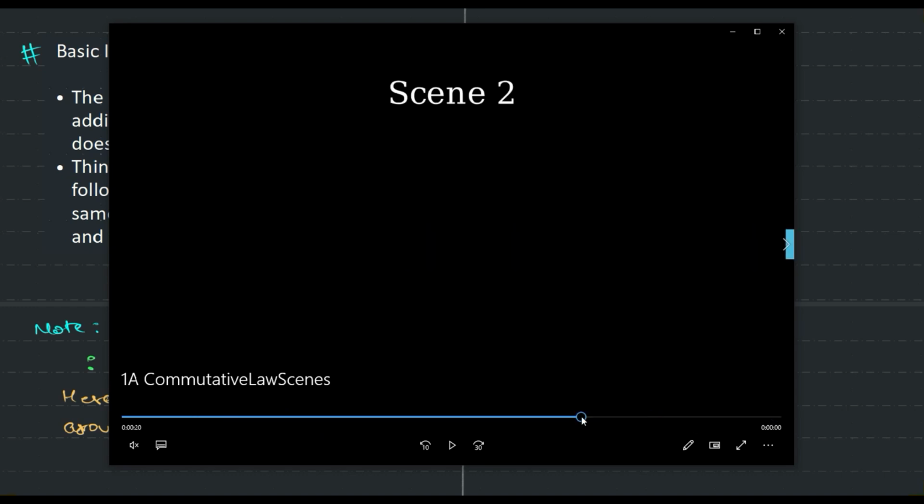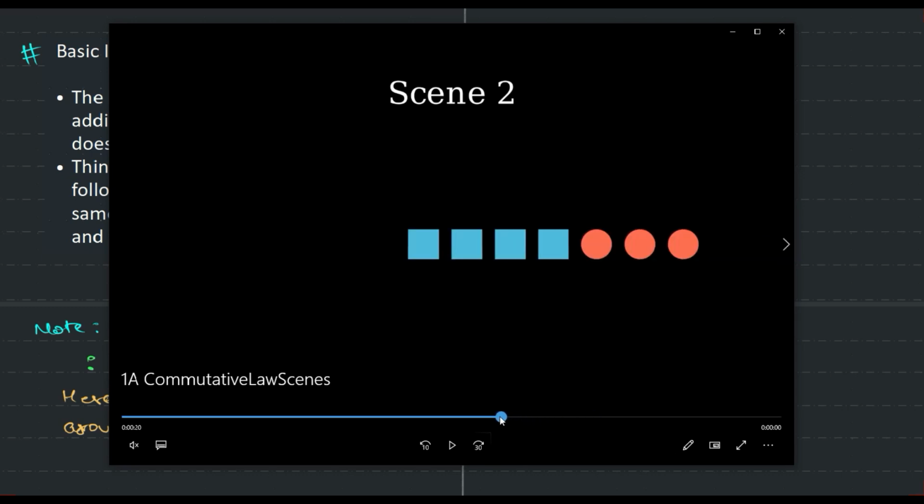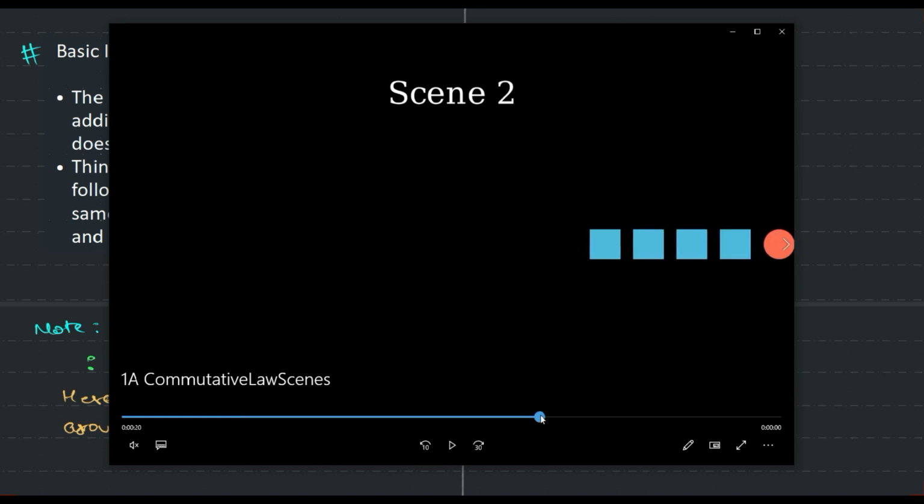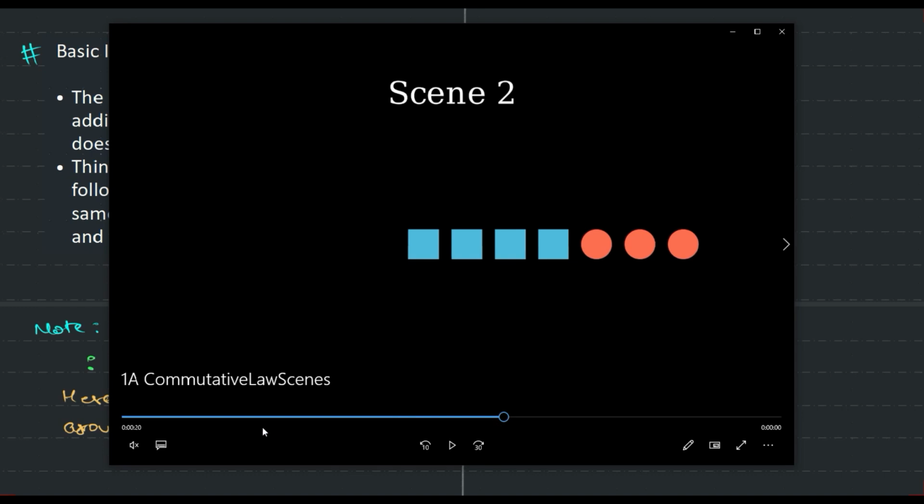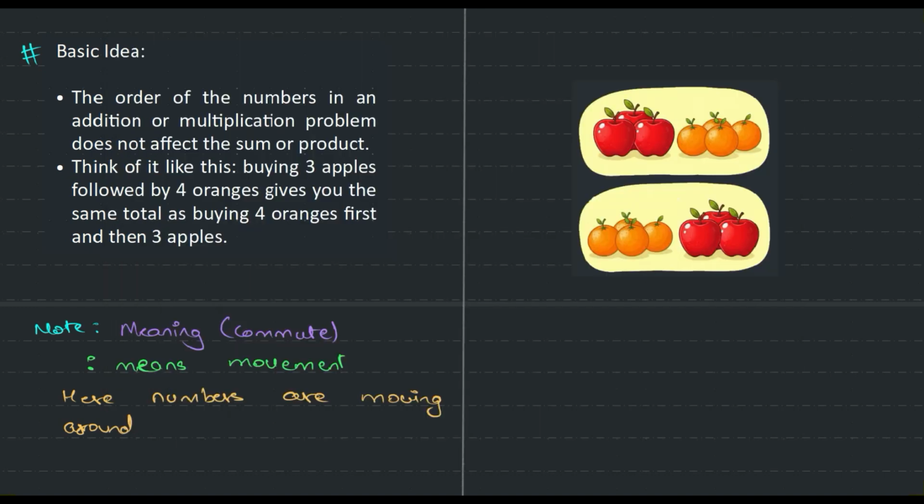This and this, the counts are one and the same. Do you guys agree? The counts are one and the same. So here too the counts are 1, 2, 3, 4, 5, 6, 7. Here too the count is 7. And here too there are 4 plus 3, 7 fruits basically.